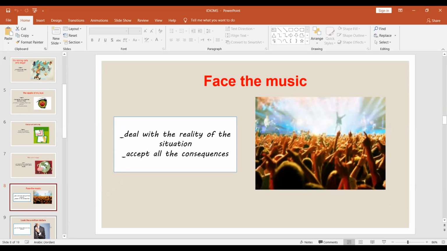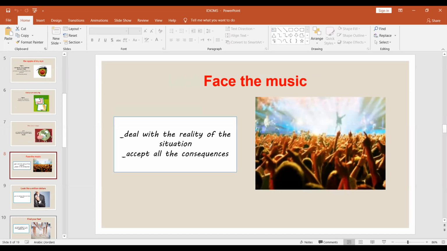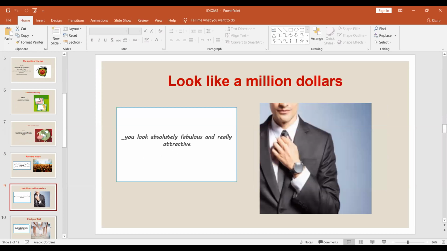Face the music. Face the music means turning your body to the direction of the music and standing in front of it. When friends or parents tell you to face the music, that means to face the reality or to deal with the reality of the situation and accept all the consequences, whether good or bad, but mostly bad. Yes, to face reality. Excellent.